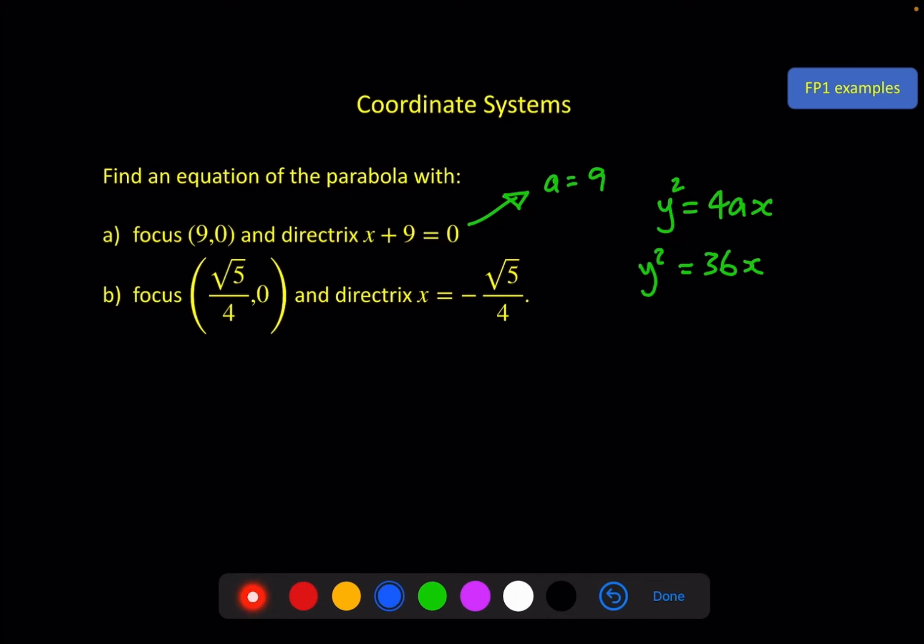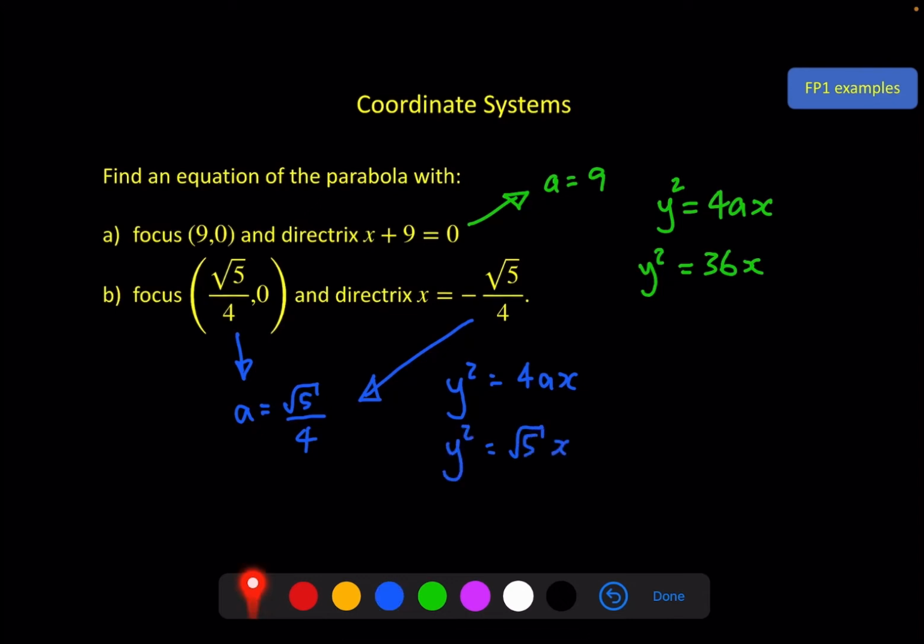Part B, same idea. If the focus is root 5 over 4, 0, then a is equal to root 5 over 4. And you could say the same thing about the directrix. This is telling you the same information. So the general equation is still y squared equals 4ax, and if a is root 5 over 4, then this becomes y squared equals root 5 x.